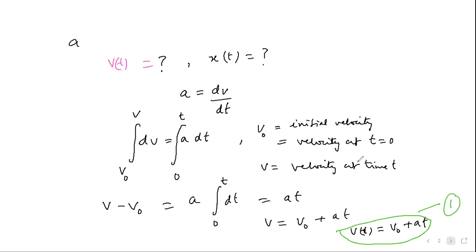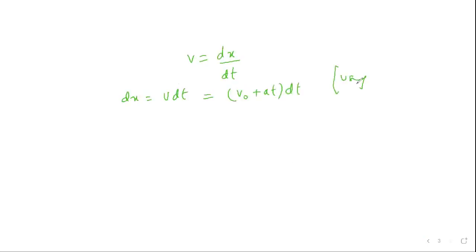So next step is to find the position time function. So we start this way. We say velocity is time derivative of position. V is dx by dt. So I can write dx is v dt. Then I substitute for v using first. I can write v naught plus at. Right? I replace v by v naught plus at. This is my first. So using first.